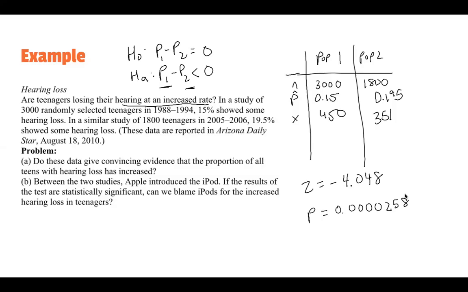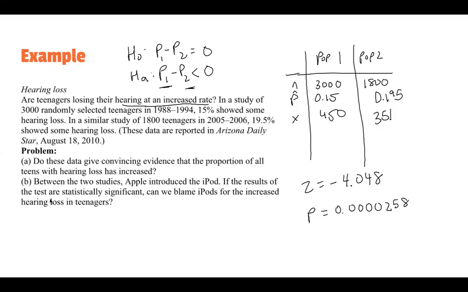Now, you write your concluding statement. Because p is equal to blah, blah, blah, which is less than 0.05, we reject the null hypothesis, and there is convincing evidence that the hearing loss has increased. And you have to write in context, basically saying from the 1988 to 1994 to 2005 to 2006 and so on. Okay, that's part A.